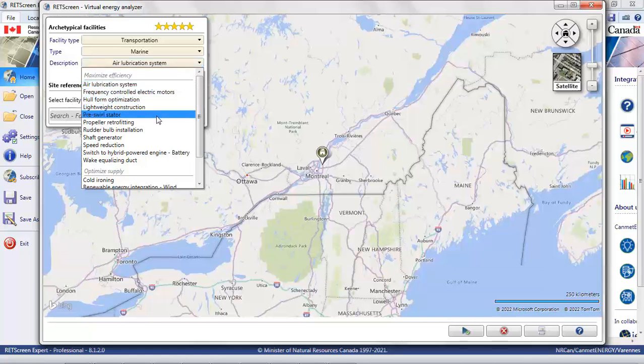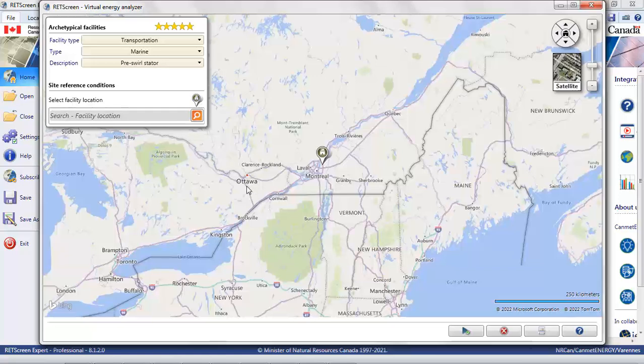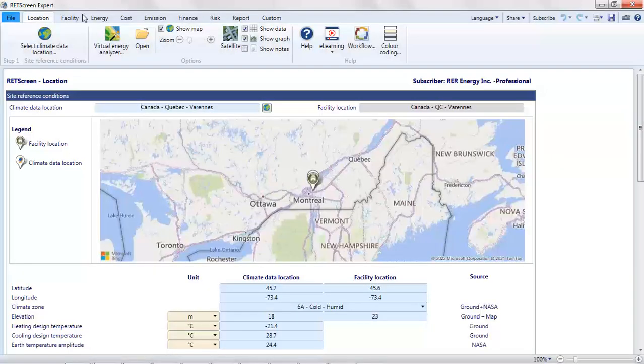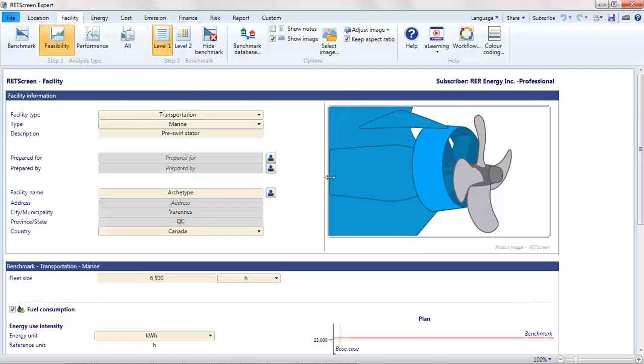I'll select the archetype Pre-Swirl Stator. The location of this project is not especially important because the cargo ship which this archetype pertains to will not have a fixed location. After the archetype is loaded, on the Facility worksheet we see an image of a pre-swirl stator. As the ship moves forward, fixed vanes in the stator upstream of the propeller impart to the flow of the water a swirling motion, thus improving the propeller efficiency.